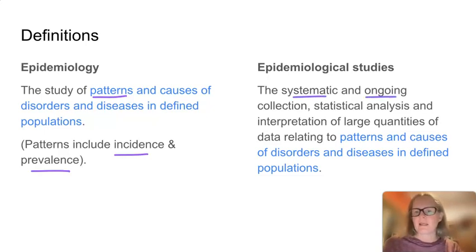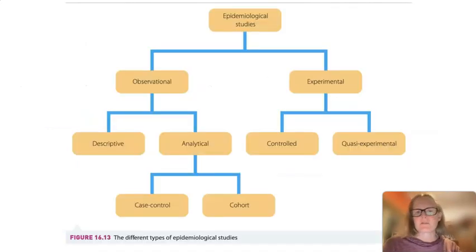So an epidemiological study is something that is systematic. It's ongoing, and it's where we collect statistical analysis, or we interpret large quantities of data, and again we're looking about the patterns and the causes of disorders and diseases in defined populations. So let's have a look at the different types of studies, and there's a lovely little flow diagram here showing how different types of epidemiological studies are related to each other. We're going to deal with each of these in turn.